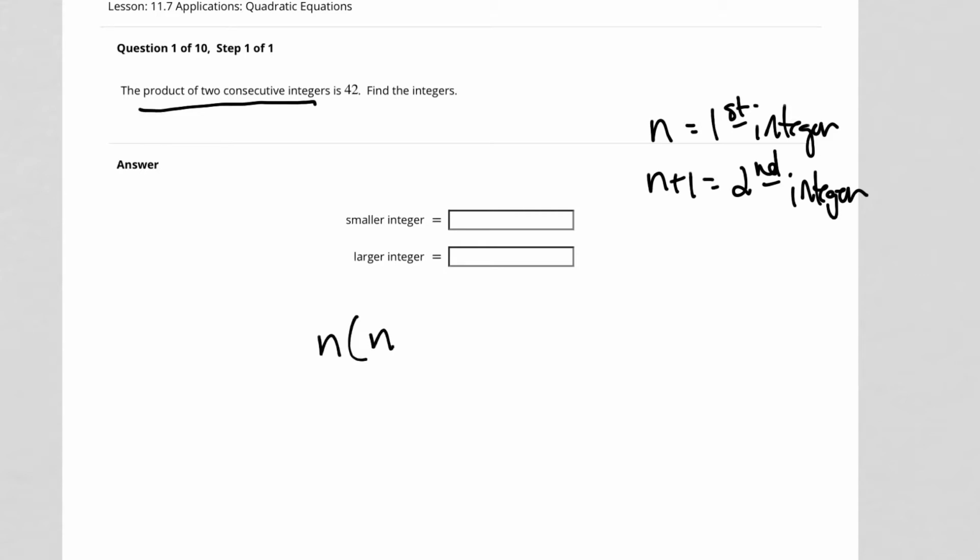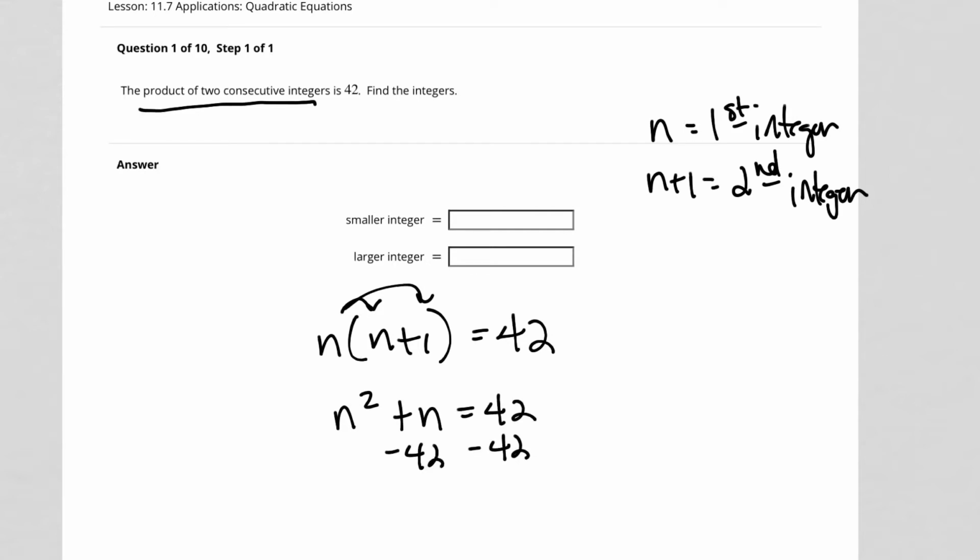So I'm taking n times n plus 1, setting that equal to 42. I'm going to distribute, which gives me n squared plus n equals 42. Then I will subtract 42 from both sides. That gives me n squared plus n minus 42 equals 0.